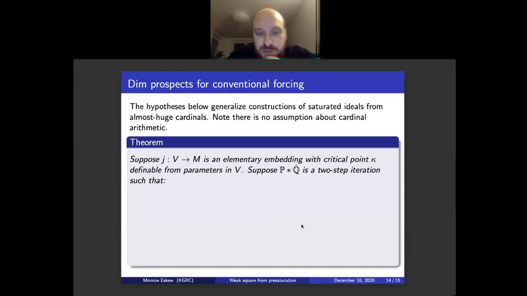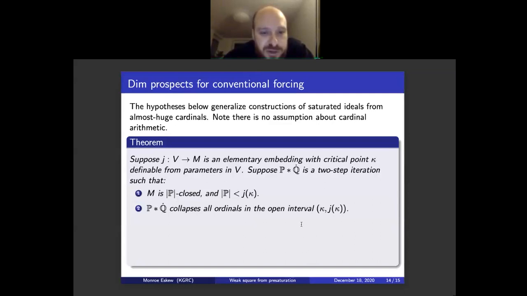So suppose you have some elementary embedding j from V to M with critical point kappa. I'm not assuming that it's an almost huge embedding, but it's something that can be defined in V from ultrafilters or something. So suppose you have a two-step iteration P star Q with the following properties. The target model is size of P closed, and the size of P is less than j of kappa. So typically this will actually be kappa.